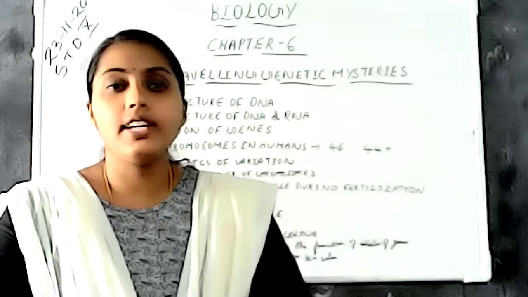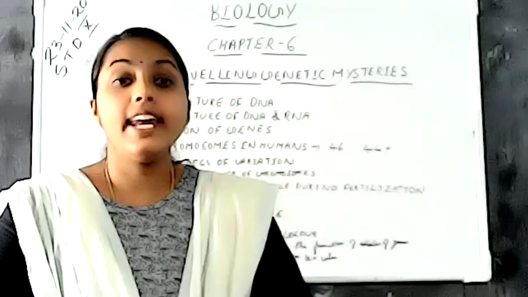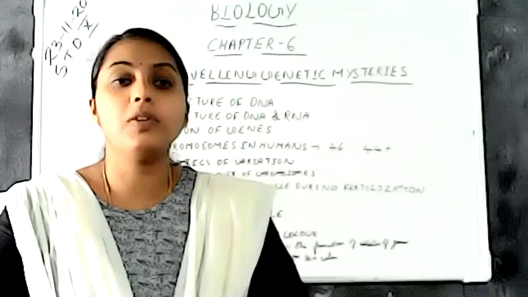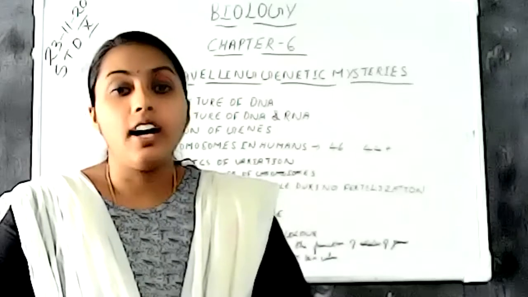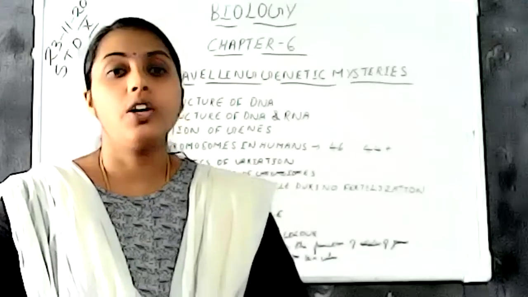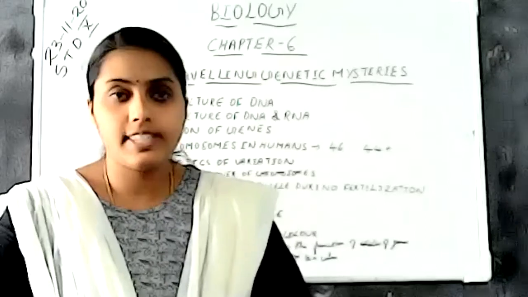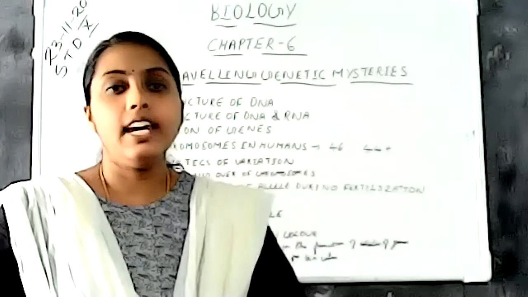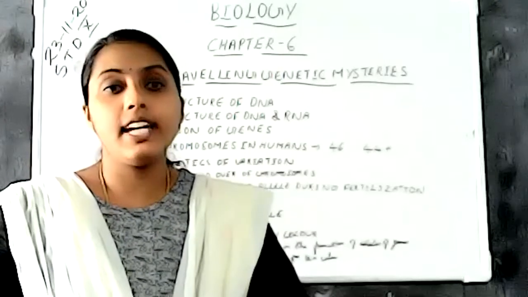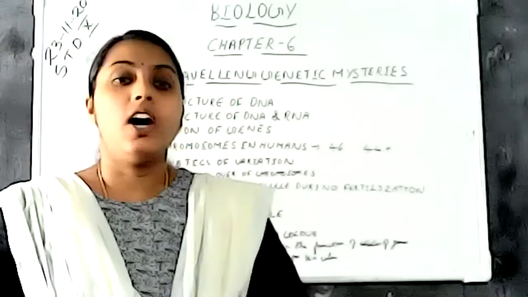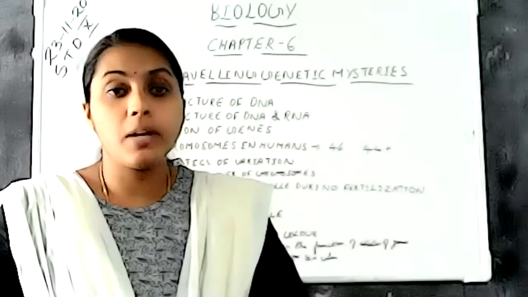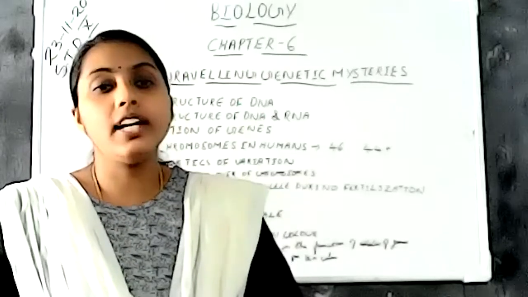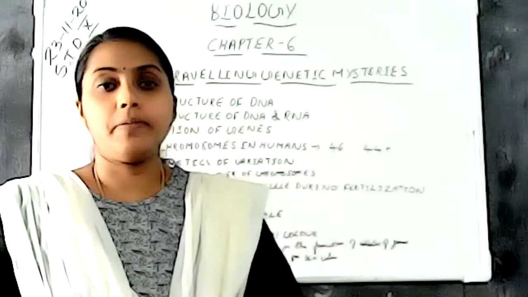These genes are located on DNA. DNA is present on the chromosomes, and these chromosomes are present in the nucleus. In your 8th standard you have already studied the structure of a cell. In the cell, what is present in the center? The nucleus is present. In the nucleus, chromosomes are present. On the chromosome, DNA is present. On the DNA, genes are present. Is it clear for you?